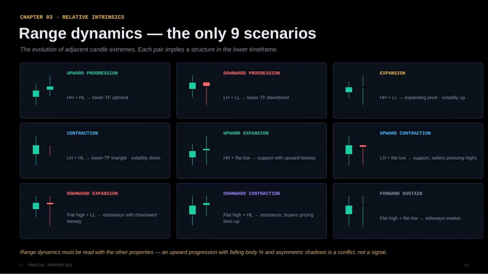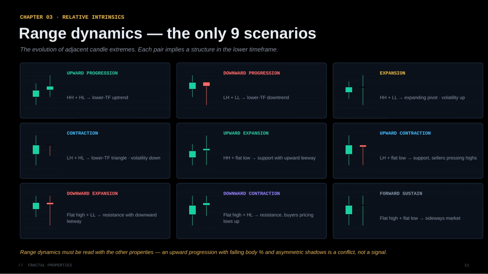Range dynamics is the evolution of adjacent candle extremes, and there are only 9 possible scenarios. Higher high plus higher low is an upward progression. An uptrend in the lower time frame. Lower high plus lower low. Downward progression, a lower time frame downtrend. Higher high plus lower low is an expansion, an expanding pivot below and rising volatility. Lower high plus higher low is a contraction, a lower time frame triangle, falling volatility.